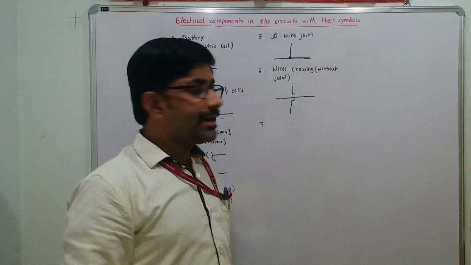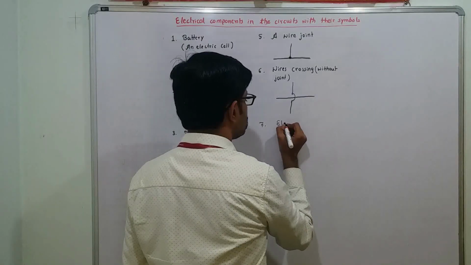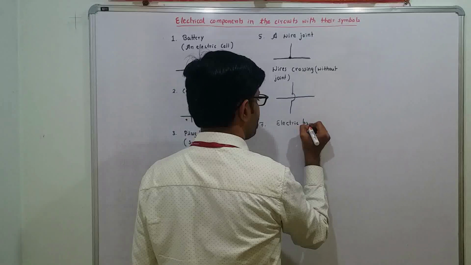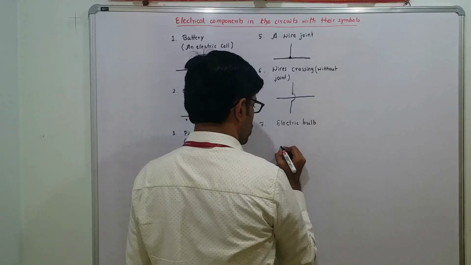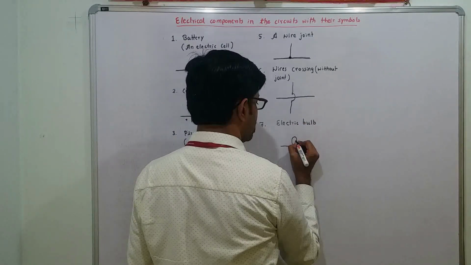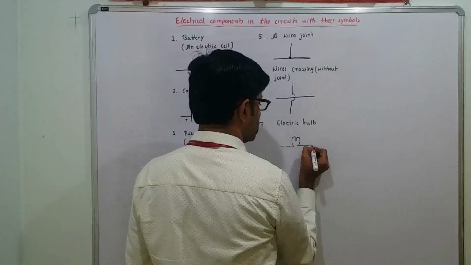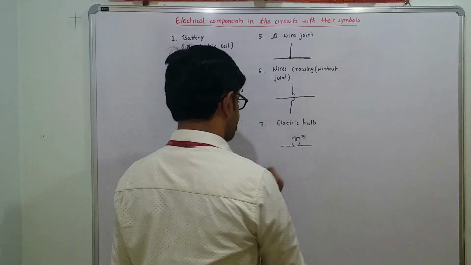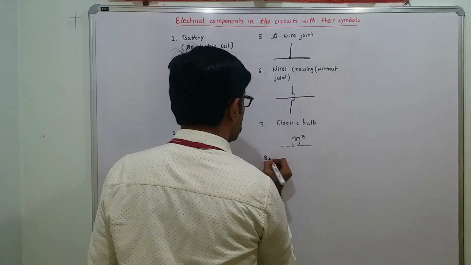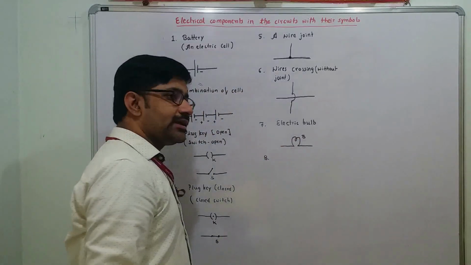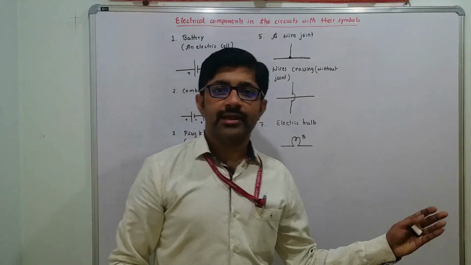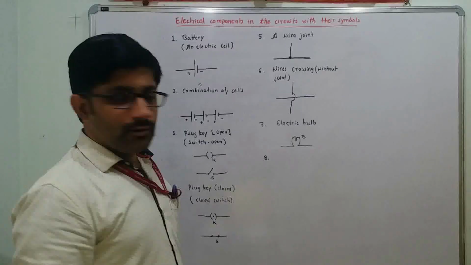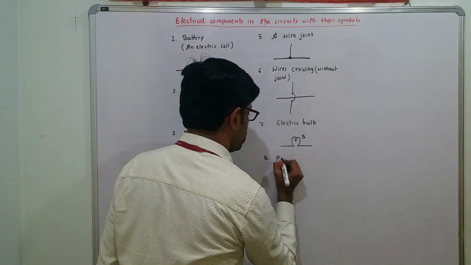Seventh one, electric bulb. So bulb can be symbolized like this. This is simple electric bulb written as B. Next, as we all know that bulb is the output device which gives us the light. And eighth one, fixed resistor.